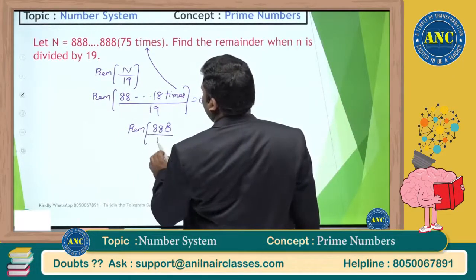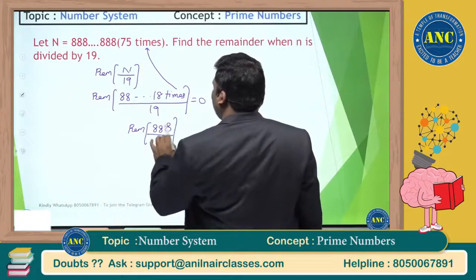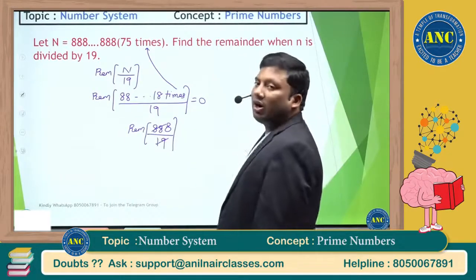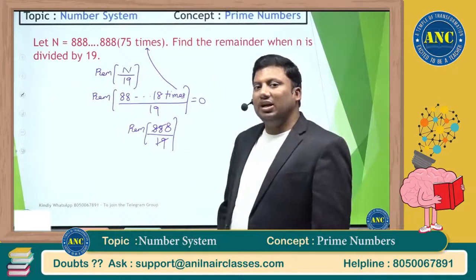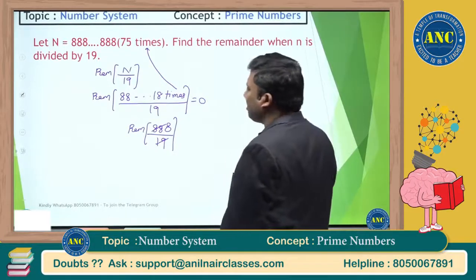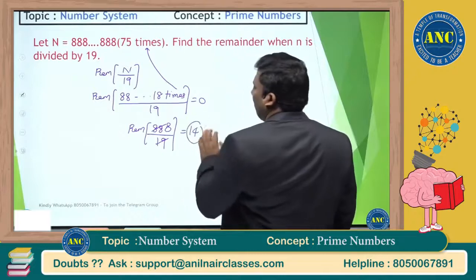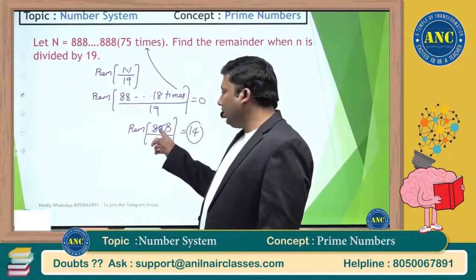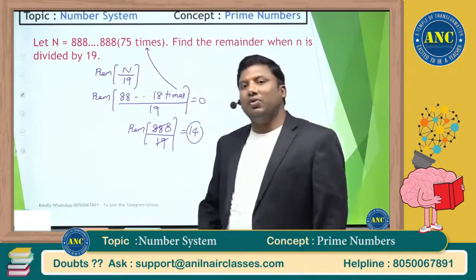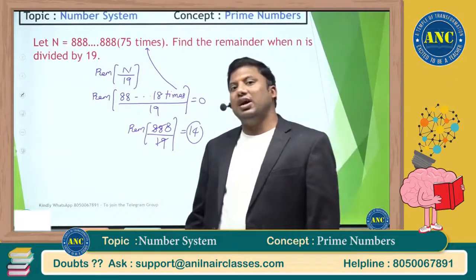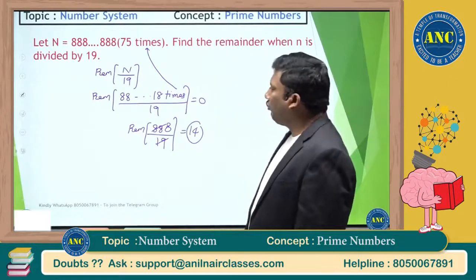888 divided by 19. 19 4s are 76, 128. 19 6s are 114. Remainder it is 14.